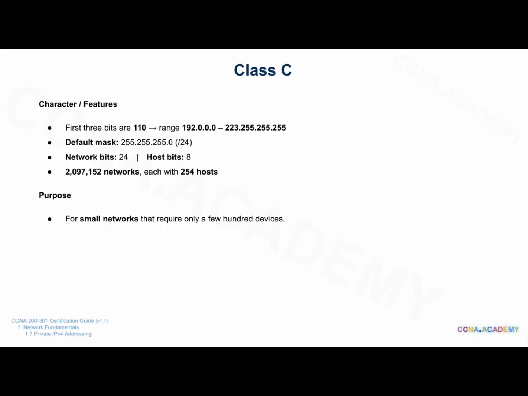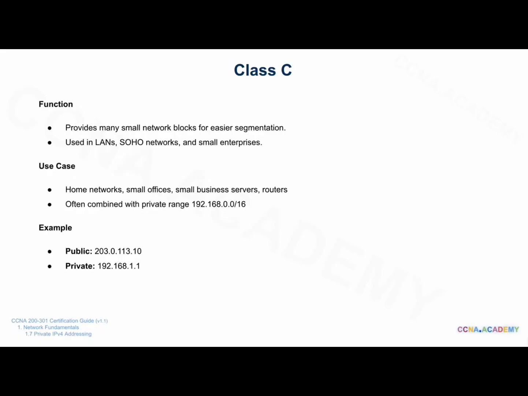The default mask is 255.255.255.0, or /24. Each network supports up to 254 hosts, ideal for small networks and offices. Class C provides many small networks, making it great for LANs and small enterprises. Most home and small office routers use this range. For example, 192.168.1.1. Public examples include addresses like 203.0.113.10.